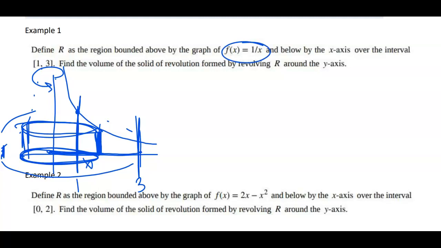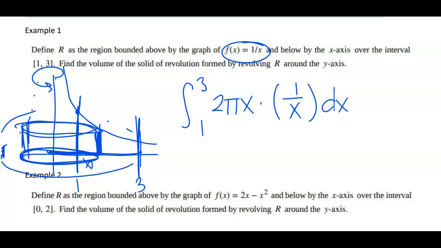I'm just going to set this up. We won't be integrating here just for the sake of time. So I'm going to integrate from 1 to 3, 2 pi x times f of x dx. Because again, if I were to unravel that piece, this would be 2 pi x in length. This would be f of x with a width of dx. And I would need to add all of those up.